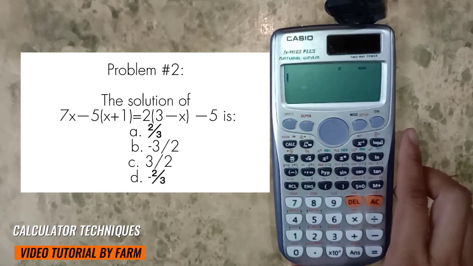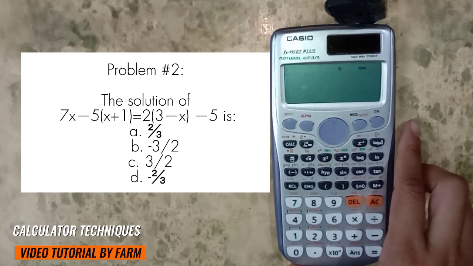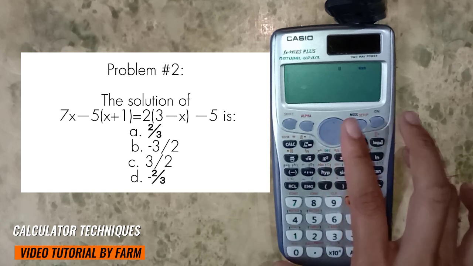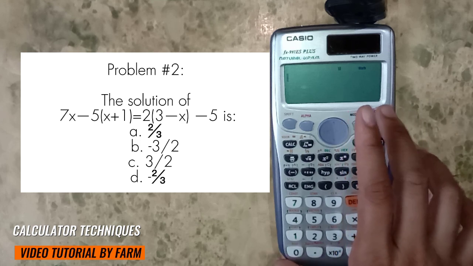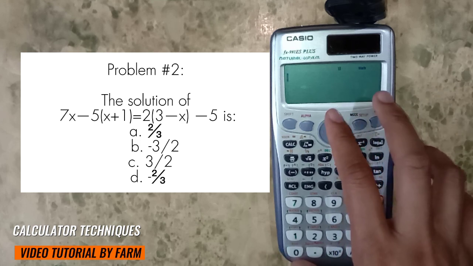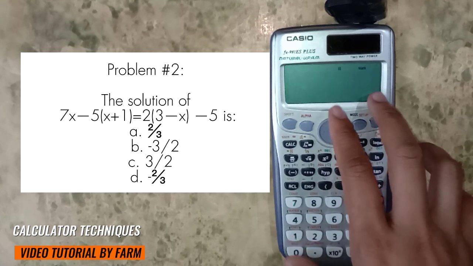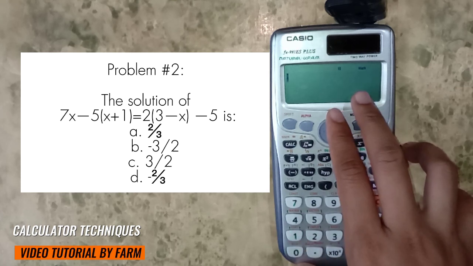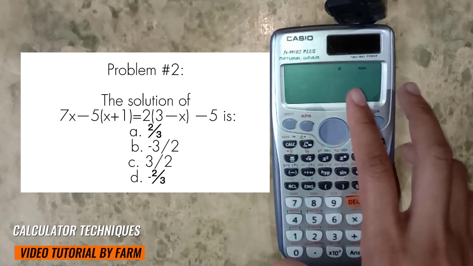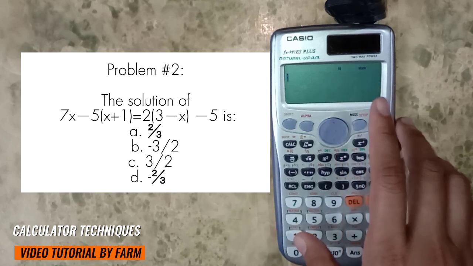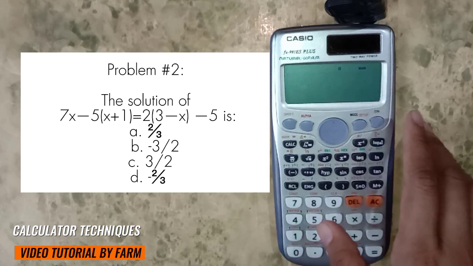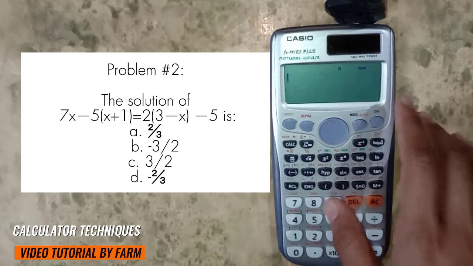So we have the problem number 2. The solution of 7x minus 5 times x plus 1 equals 2 times 3 minus x times -5 is, so we have here choices. So the very first thing that we're going to do here is using shift solve. We can write the equation in our calculator.